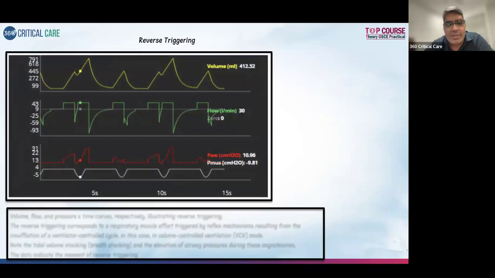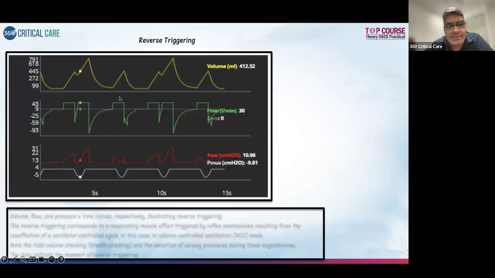Now, as I said, there are four types of trigger abnormality that we see. One is called reverse triggering. The name is self-explanatory. It is reverse. Usually the patient effort triggers the ventilator. In this case, the ventilator will trigger the patient. That's the bottom line of it.